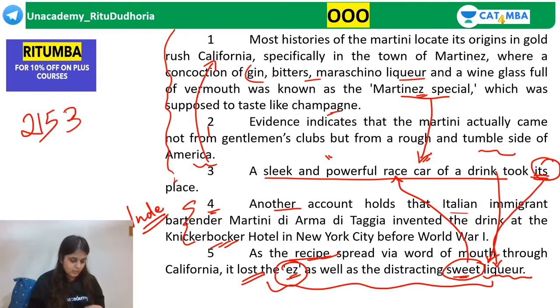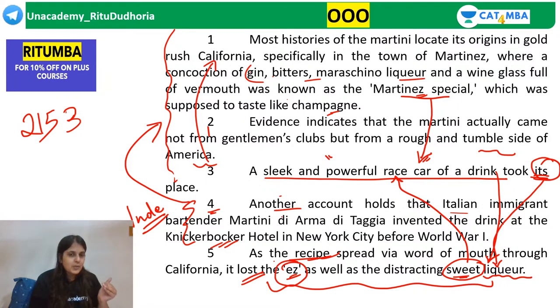Okay, 4 is the odd one out. 4 is the odd one out. Okay, why not 1, 5 and 4? 1, 5 and 4. Then where will you put 2? Okay, where would you put 2? Okay, so see guys, my exact point is this. I agree that 4 is also talking about Martini. Maybe it's a separate paragraph. My question is, is it a part of this paragraph?